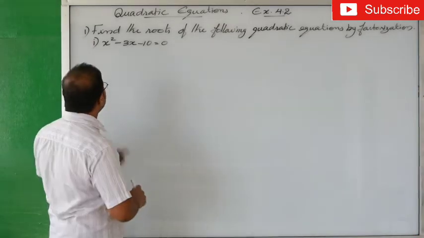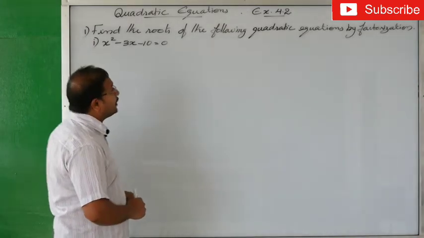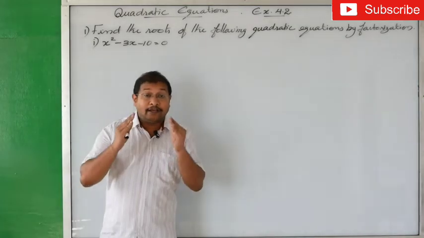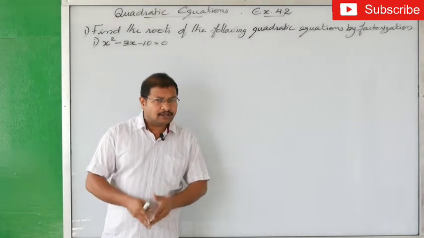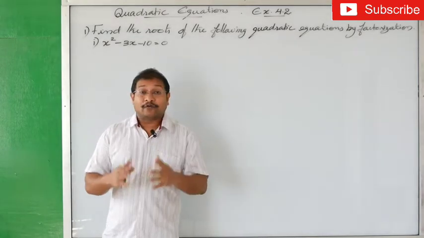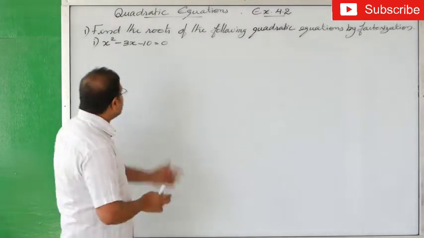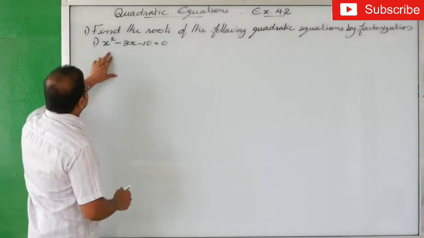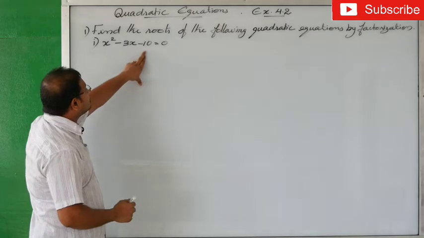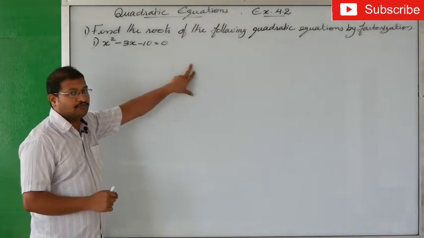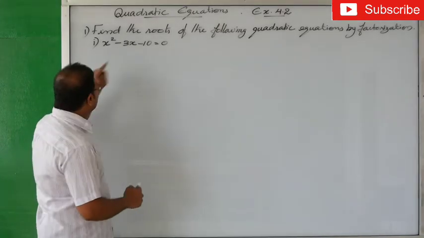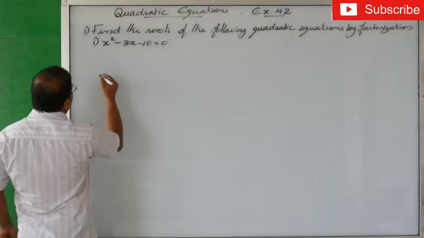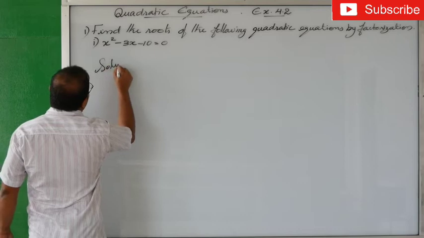The first question. Find the roots of the following quadratic equations by factorization. To find the roots by which method? Factorization. Factorization means we have to break the middle term. See here, x square minus 3x minus 10 equal to 0. So here we will break the middle term. Let's see the solution.